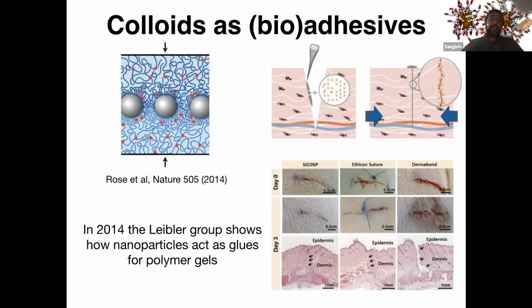And this is a clear application, for example, for the development of sutureless wound healing, as you can see in the pictures here. They're a bit graphic, but basically what you see in the bottom right corner is a comparison between a suture on mouse skin done either using nanoparticles as a glue or using a normal typical suture, or Dermabond, which is a competitive polymer-based glue.